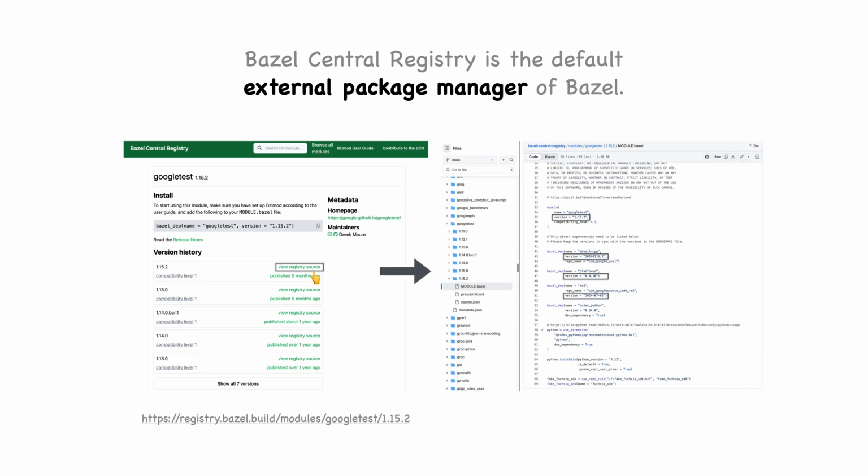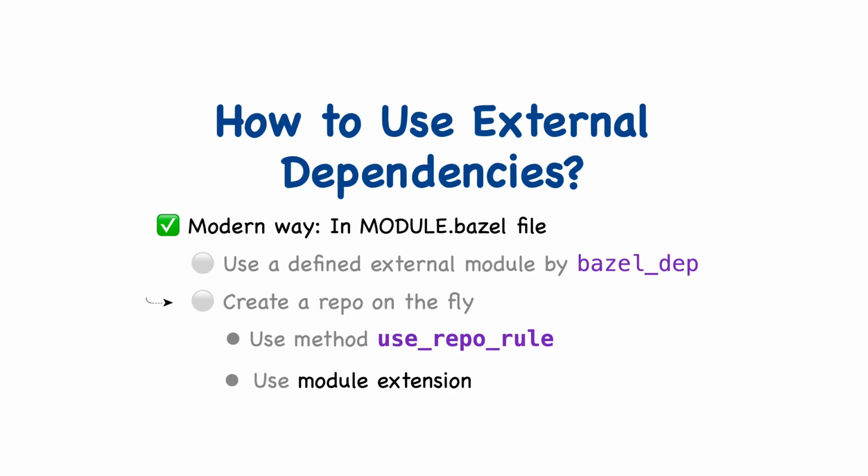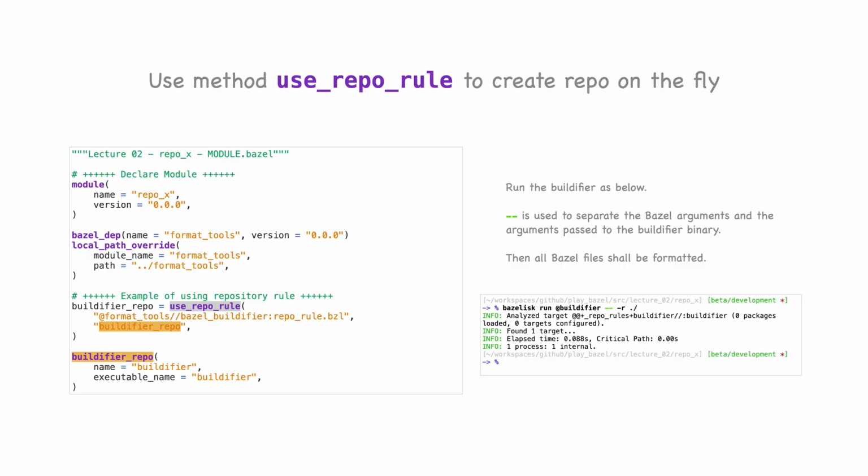If you want to use a predefined external dependency from online GitHub repos or the local repository, you can call the git_override method or the local_path_override method. There are also 2 ways to use a repo on the fly. The first one is to use the use_repo_rule method, and the second one is to use module extension. The use_repo_rule method is simple and very similar to the load method in the build files. You can declare the external dependencies in the module file, and the repos will be created on the fly once it is invoked.